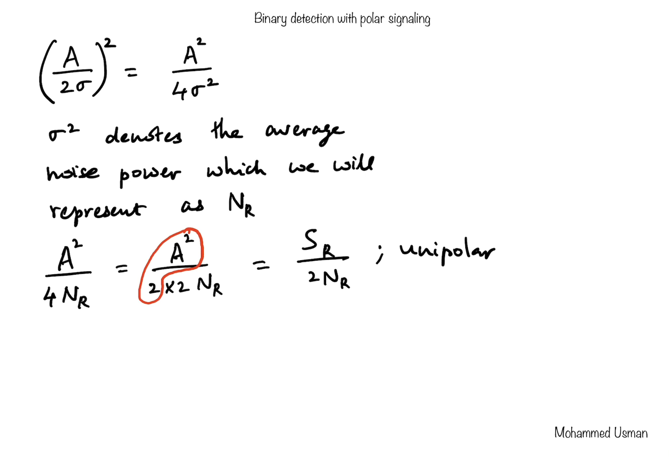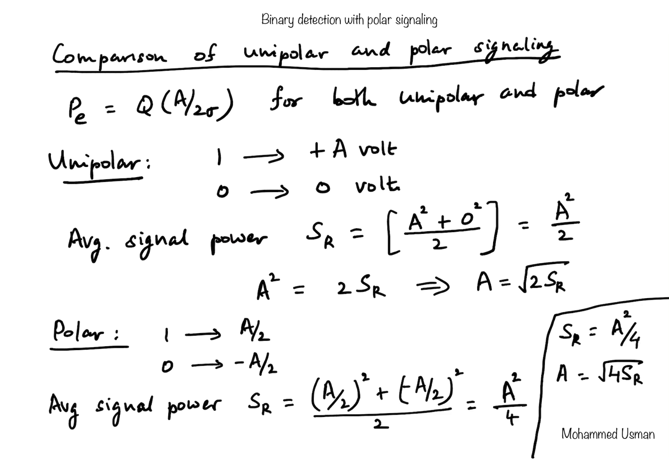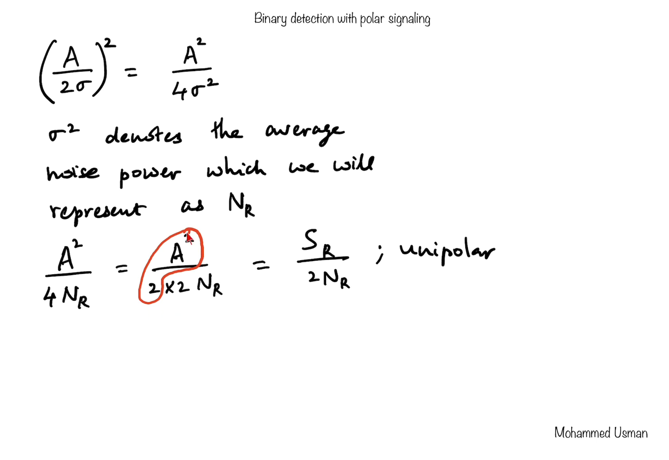in the unipolar case. Now if we take the entire A square by 4, then A square by 4 represents the signal power in the polar case. You see, polar signal power is A square by 4. So if we take this entire term, A square by 2 into 2, which is A square by 4, that corresponds to the signal power in the polar case divided by NR. So that's for the polar case.